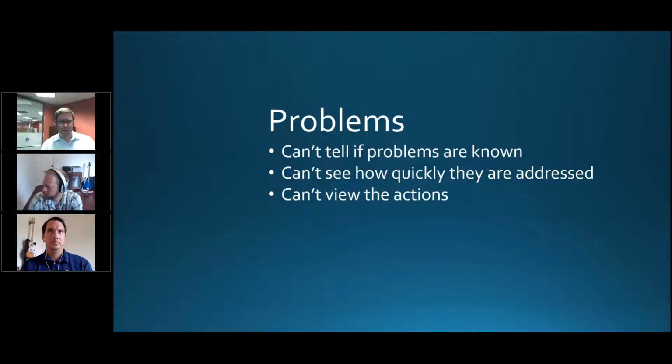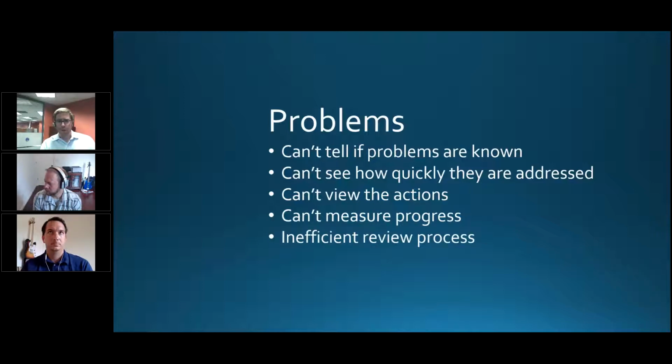I can't easily view the actions, right? So I can't tell if they are acting on it. What are they doing? Do I even agree with how they're trying to fix it? I can't measure any progress. I can't tell if we're getting better or worse. And then I have a very inefficient review process because I have to pull each person into my office and carve out an hour or 2 of time and just go over their entire category and just pester them with questions, right? Which is frustrating for both them and myself. All right, so those are the problems. That's what we're trying to fix.